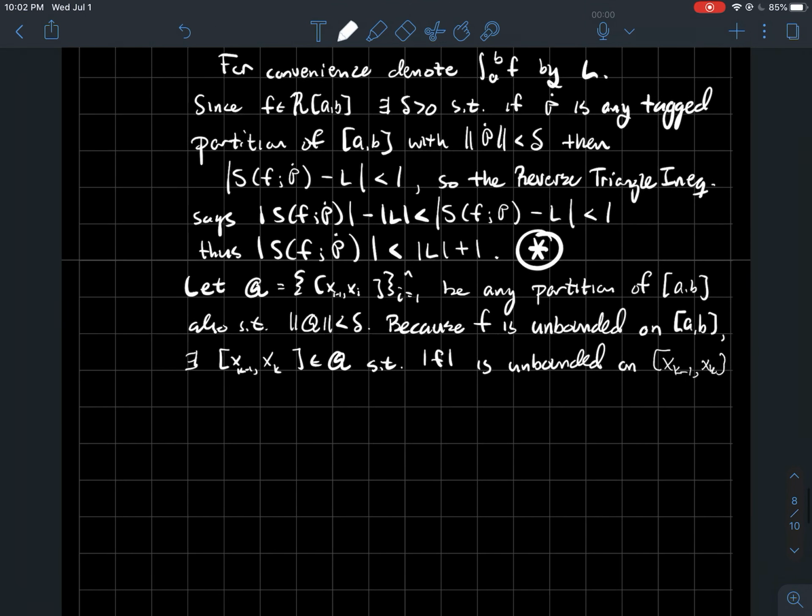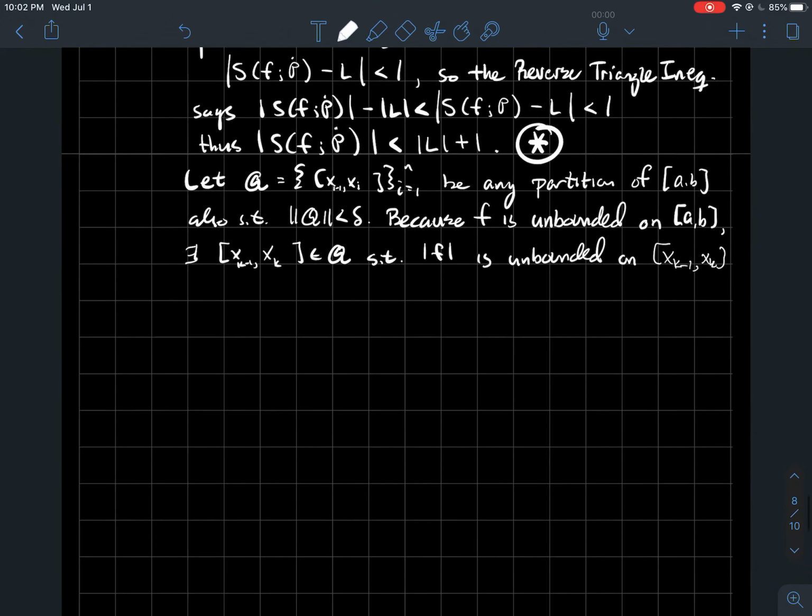So why should that be true? How do I know that there exists a subinterval in here so that f is unbounded there, or the absolute value of f, whatever you're going to call it?